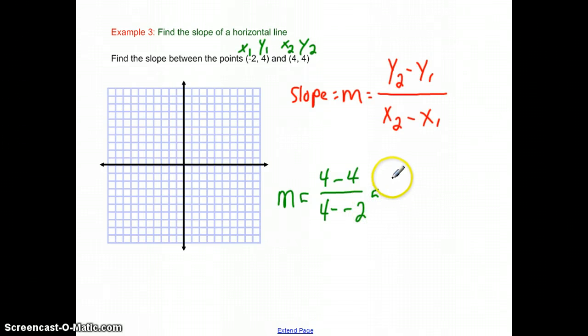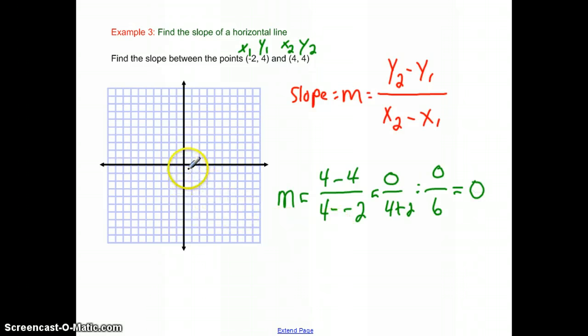So in the numerator we've got 4 minus 4, which is 0. And the bottom, again, we're subtracting a negative, so that's like saying 4 plus 2. We've got 0 over 6, which simplifies to 0. So the slope of this line should be 0.